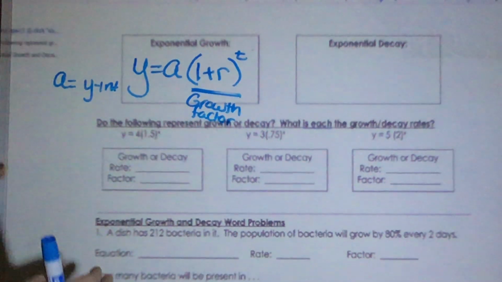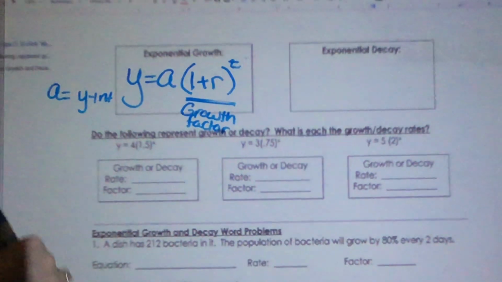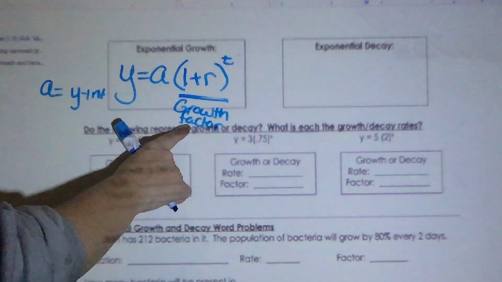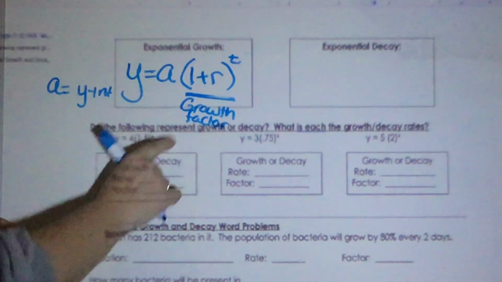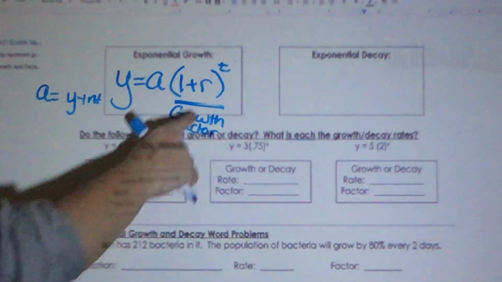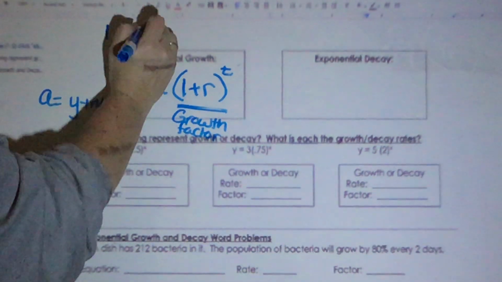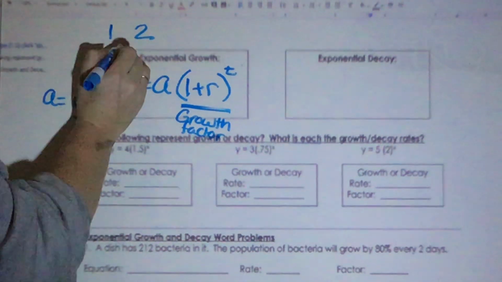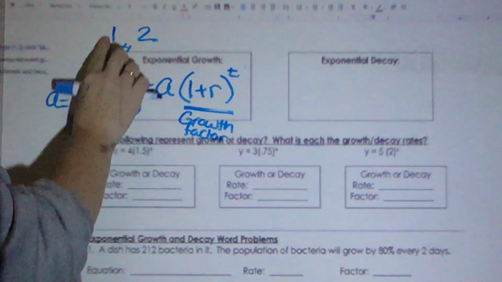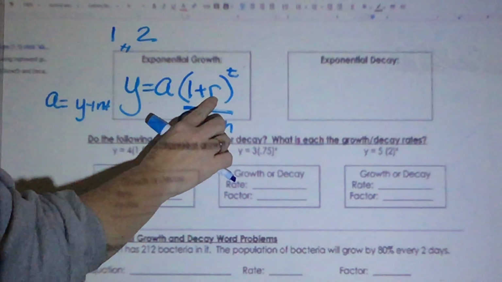So if you think about the paper folding, each number of rectangles kept multiplying by 2. You had a growth factor of 2. The rate was, it was doubling each time. It started off as 1 rectangle, went to 2 rectangles. It added 1 whole rectangle, which is 100% of itself at that time. So its rate was 100%.